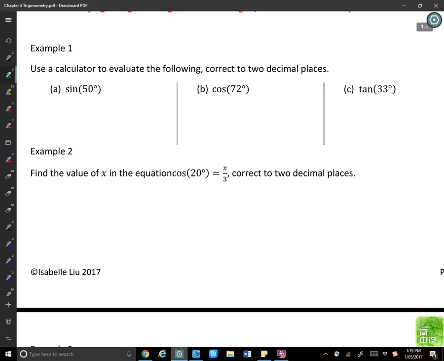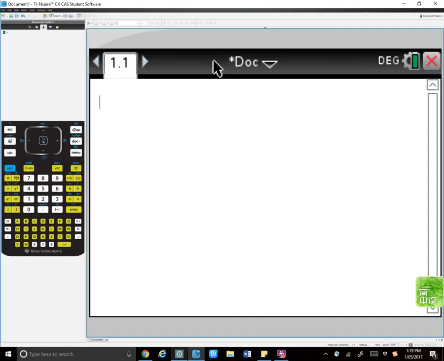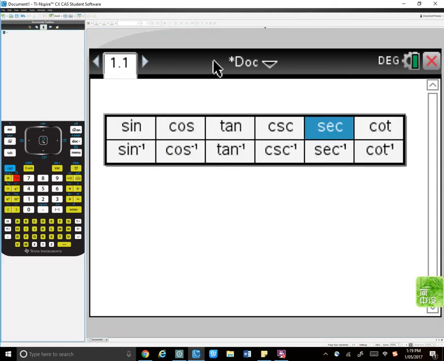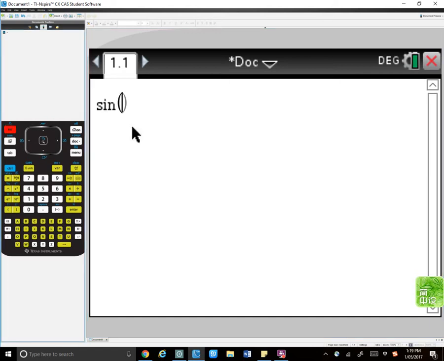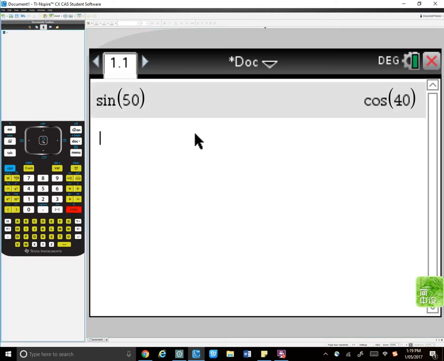Okay, so first one is sine 50 degrees. Where you can find the sine, there's a trig button near the equal sign. You want to find sine 50. Because you already set the mode into degrees, you don't need to press the degree button. So you can just put sine 50.